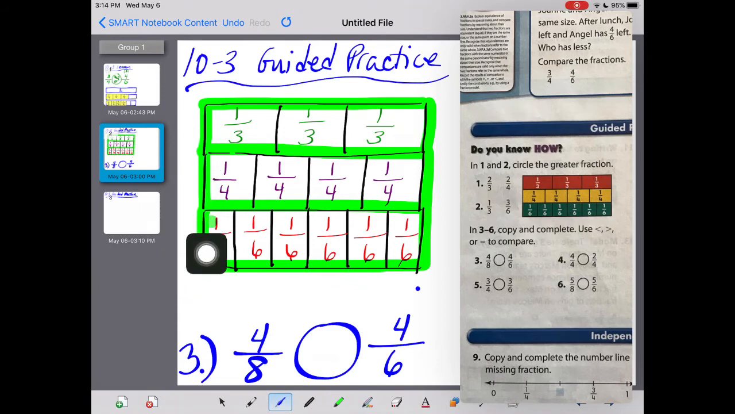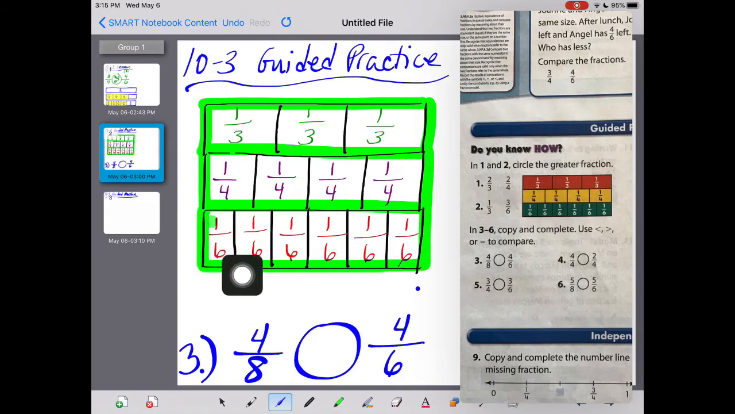As the denominator got bigger, look at how small the pieces got. When the denominator was 3, look at how big those pieces are, because there were only 3 to be divided up into this whole. But now we went to 4. So now you had to squeeze 4 pieces into the same size whole pizza. So they got a little smaller.